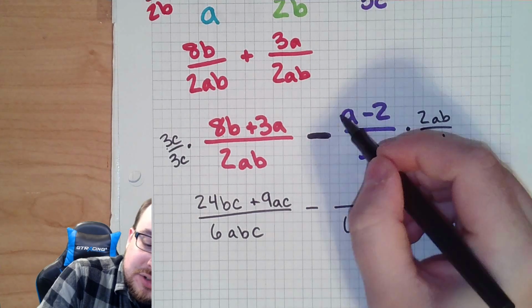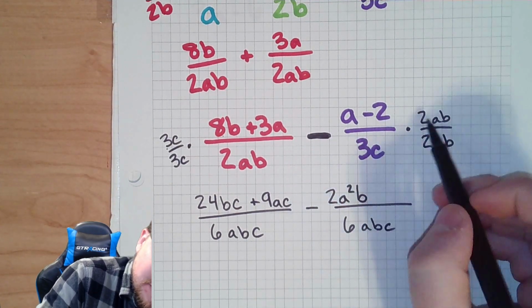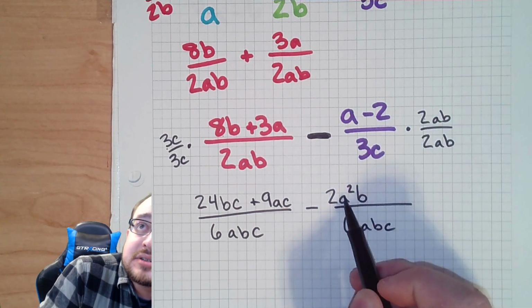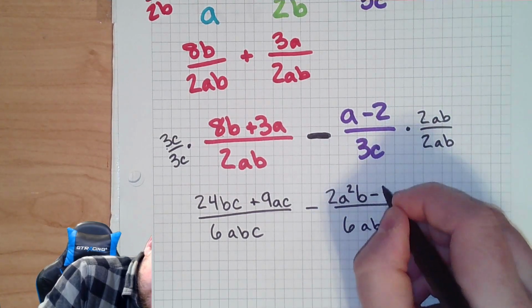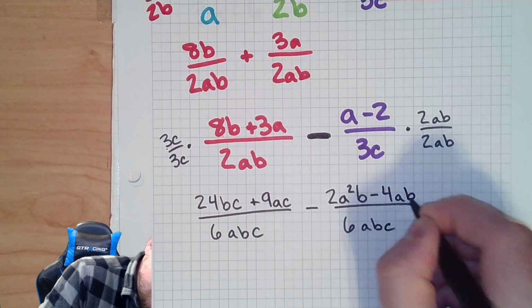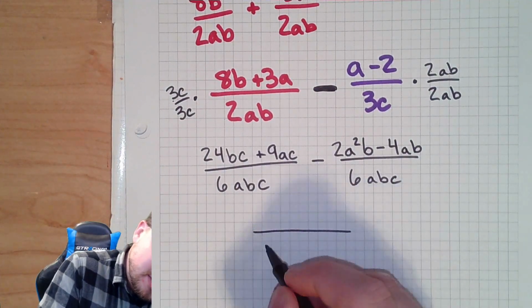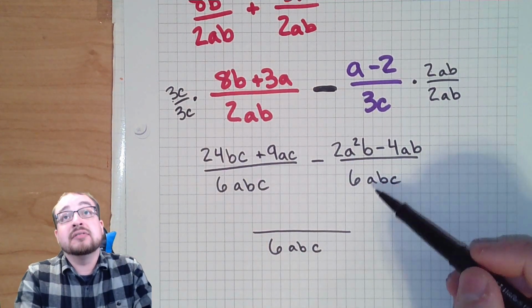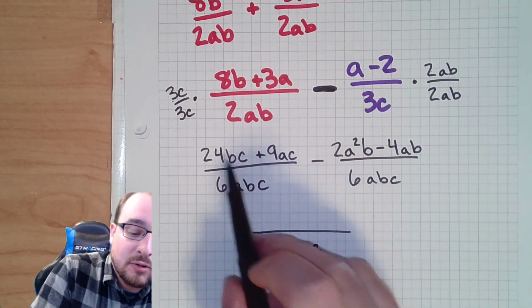And in the top, again, I'll distribute to both terms. So I'm going to get 2a squared b, because 2 times a times b is this. And then I'll distribute this to this term here, and I'll get minus 4ab. And of course, I can write these all over 6abc, because I'm dividing this by 6abc and dividing this by 6abc, so I can just divide them both at the same time. And then I can write the top all together.